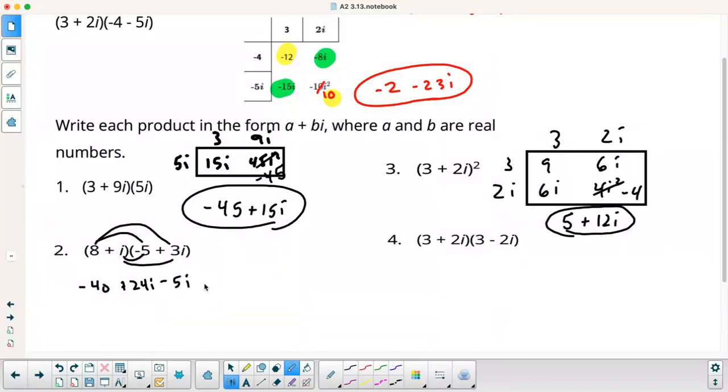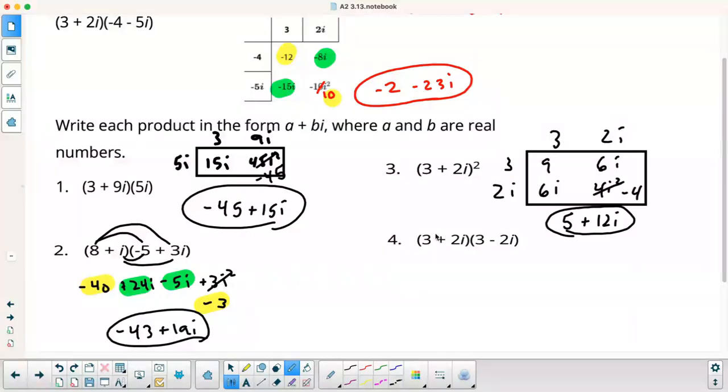Then i times 3i is going to be 3i squared. Now, i squared is negative 1, so this is going to turn into negative 3. So I can add the reals and then add the imaginaries, and I get negative 43 plus 19i.